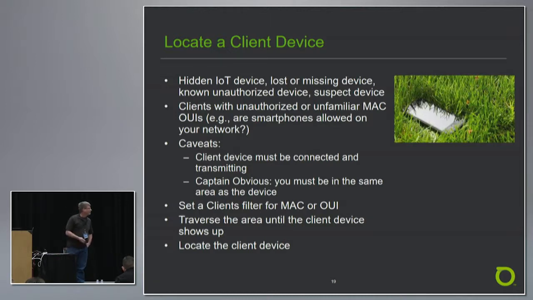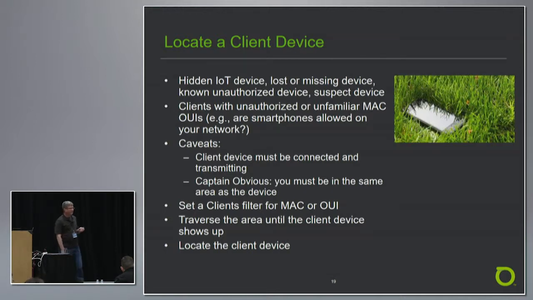Now, a couple caveats. The client must be connected and transmitting in order to locate it. And locating a client is a little bit trickier than locating an access point because they don't always transmit as often as an access point does. When you're locating an access point, you're homing in on things like beacons and probe responses. Locating a client device typically doesn't have as many transmissions, so it's a little bit trickier, but it can still be done.